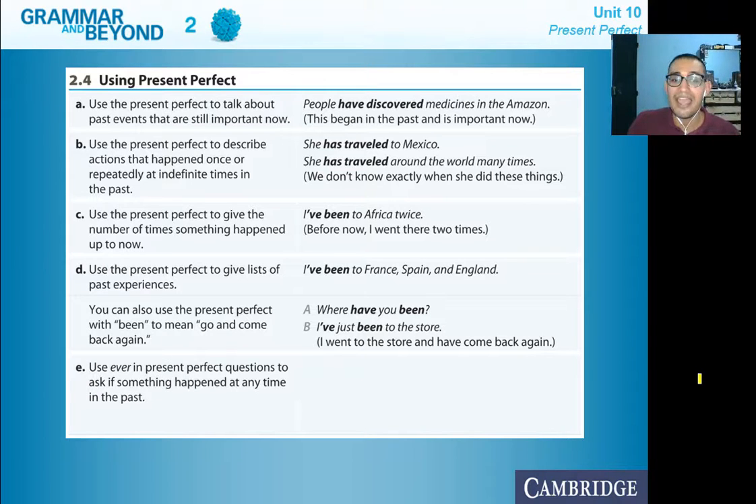Let's continue. Use ever in present perfect questions to ask if something happened at any time in the past. Have you ever traveled to Africa? Yes, I have. No, I haven't. And you guys, have you ever traveled to another country? For example, to Russia? Have you ever traveled to Russia? To China, maybe? Okay, I would like to know that.